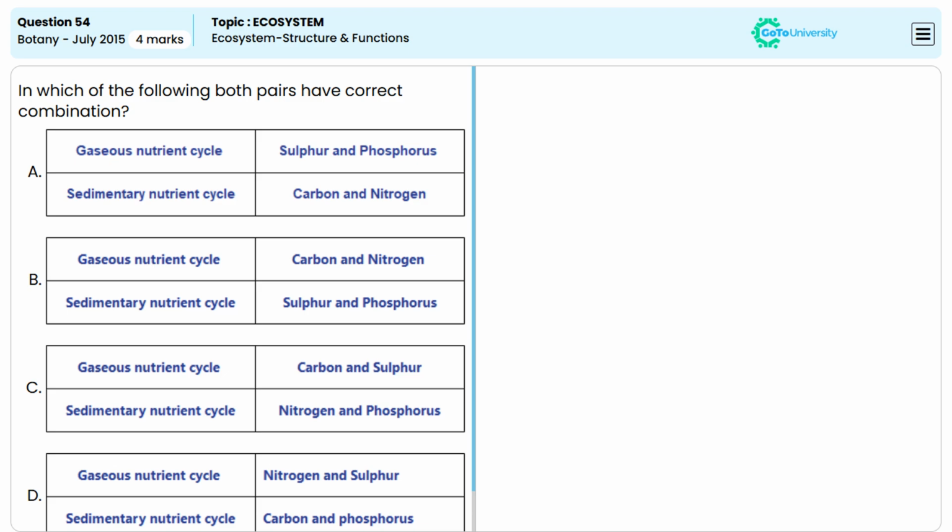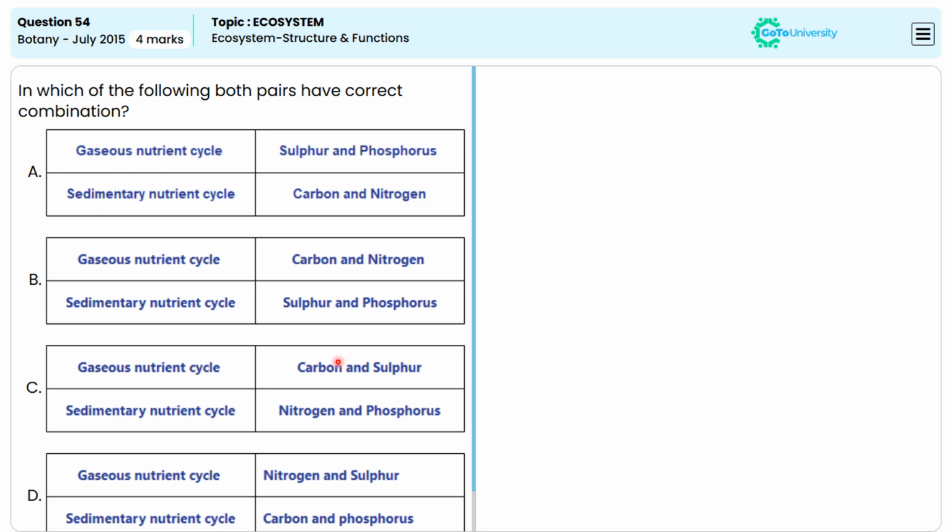In which of the following pairs do both have the correct combination? In one column, we have the two types of nutrient cycle, that is the gaseous nutrient cycle and the sedimentary nutrient cycle. In the other column, we have the elements which are involved in the particular nutrient cycle, and you have to find out the correct combination from the options.